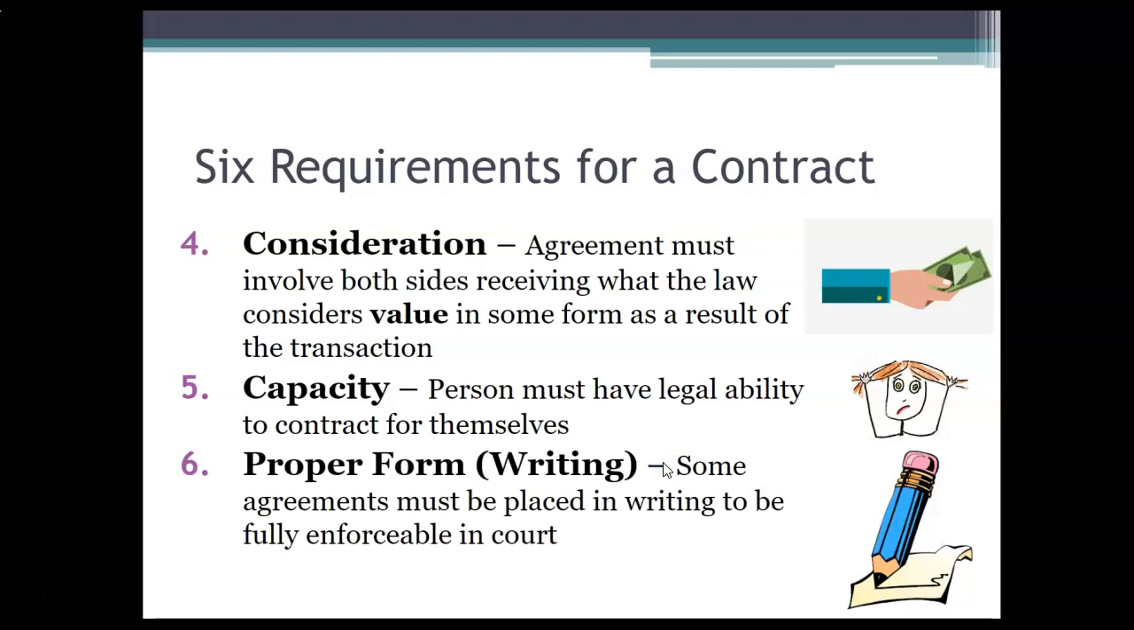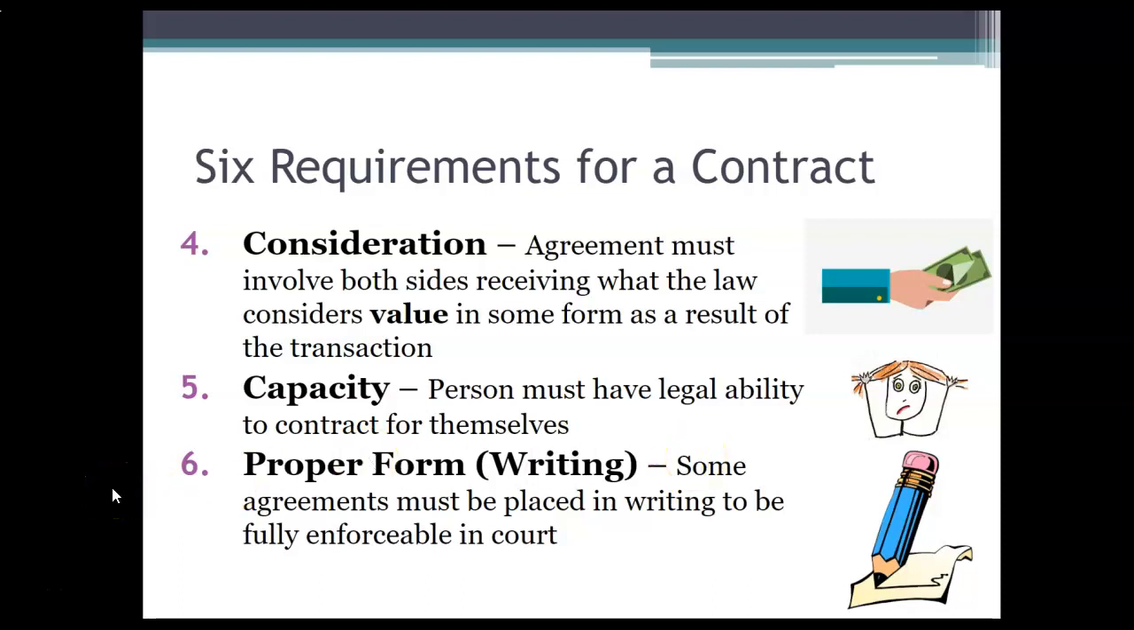And then the sixth requirement is proper form. And there are some contracts that are required to be in writing. Now, we're going to assume, if I don't say it's required to be in writing, that it's not. So if I was having you go through the six requirements with a case study, you're not going to say, well, that should be in writing, so it's not valid, unless you know that type of contract has to be in writing. And we're not to the chapter yet where we really break that down, but there are some, like purchases over a certain amount have to be in writing, or real estate contracts have to be in writing. But most contracts do not have to be in writing to be enforceable in court.